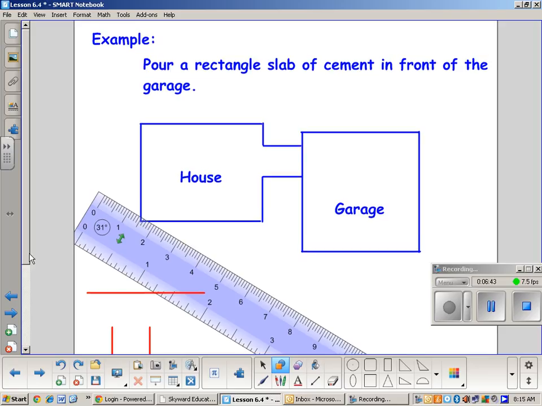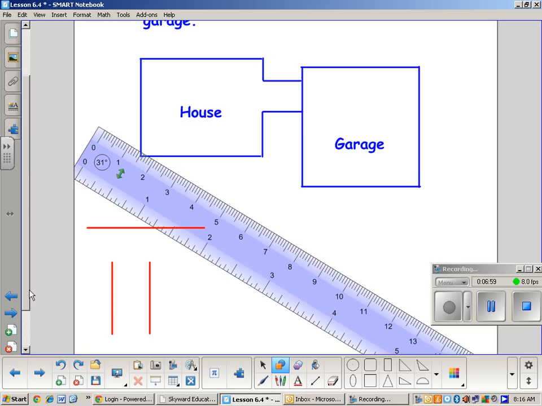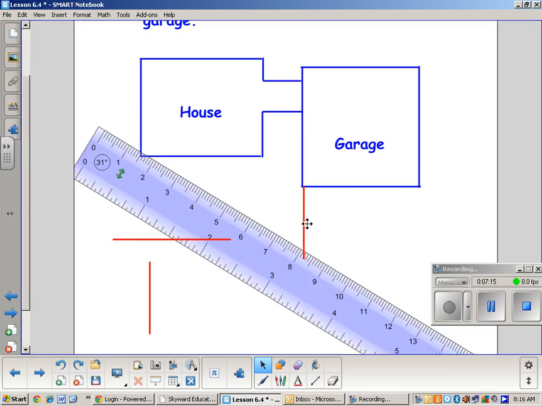Example here, we're asked to pour a rectangular slab of cement in front of the garage. Okay? Here we have our house and our garage. It's actually basically the shape of mine. And I have here some form boards. Okay? I'm going to use the existing garage wall as one of them, but I have 2 boards here that are this long, and I'm going to put them in here. You just can kind of watch.